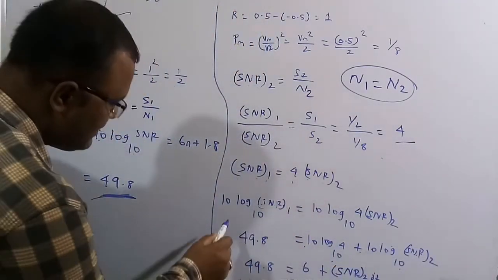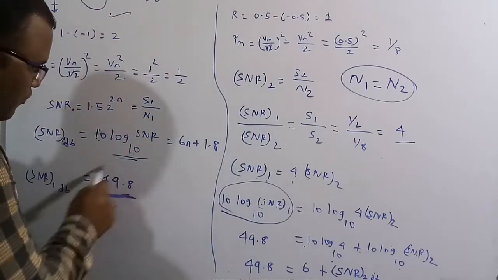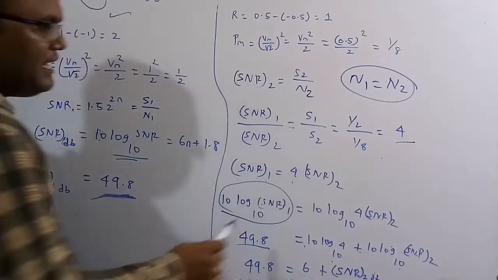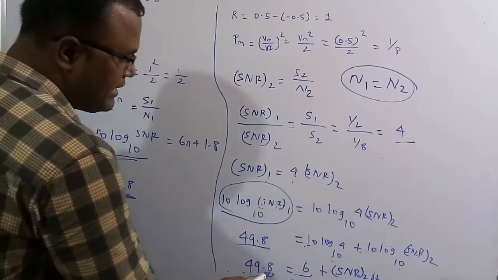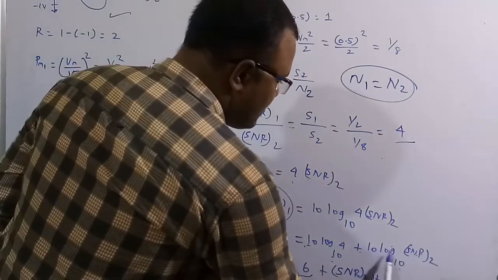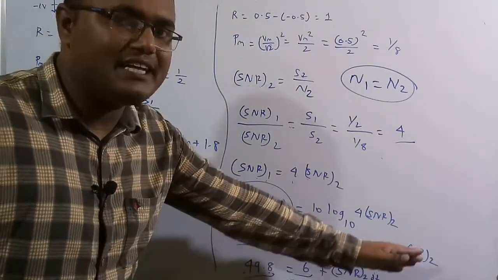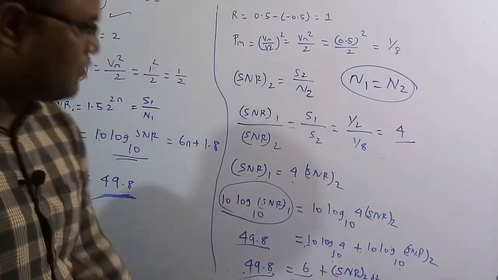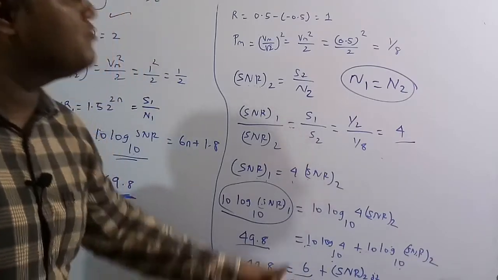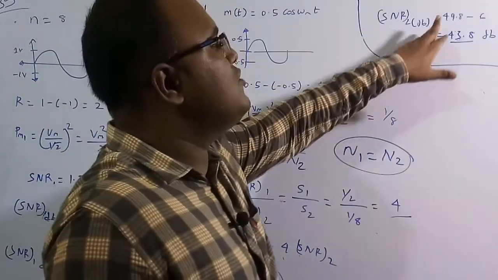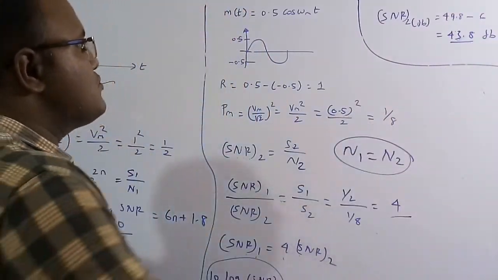If you see carefully, this value we already know. This is the dB value, which is 49.8. So this is the 14.8. 10 log base 10 of 4 is nothing but 6 dB. This is 10 log base 10 SNR2, which is called the dB value of the SNR of the second signal, SNR2 in dB. So if we require SNR2 in dB, it is 49.8 minus 6, which is 43.8 dB. Therefore this is the correct solution of this question.